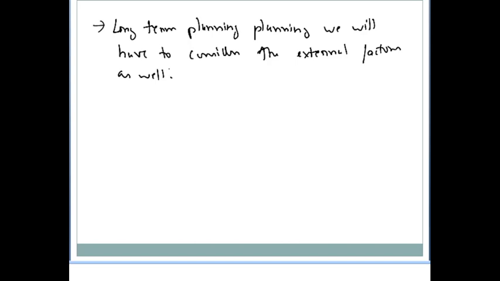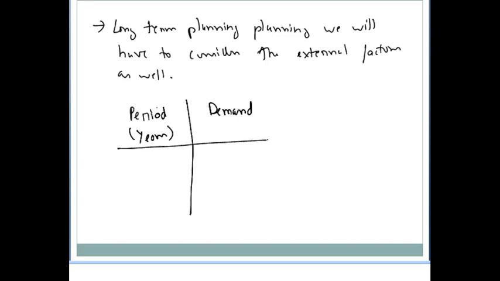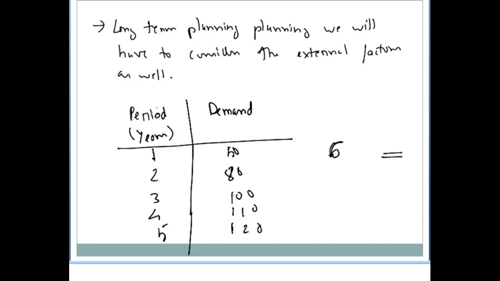Okay, for example, this is the period, which will be in years, and these are the demands. For the first year, let's say it is 50. For the second year, let's say 80. For the third year, let's say 100. For the fourth year, let's say 110. And we will have to forecast for the fifth year. Let's say the fifth year is also given as 120, and we have to forecast the demand of the sixth year.